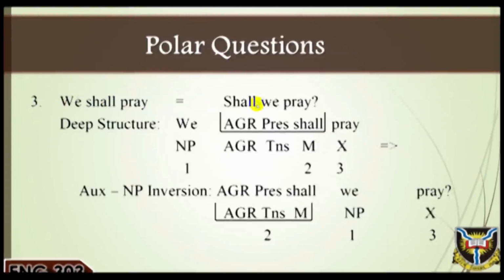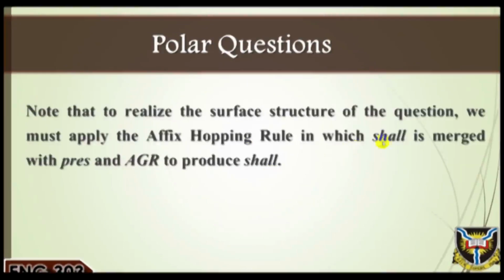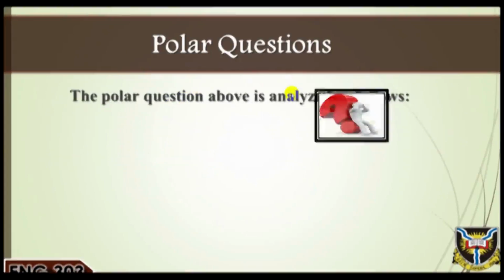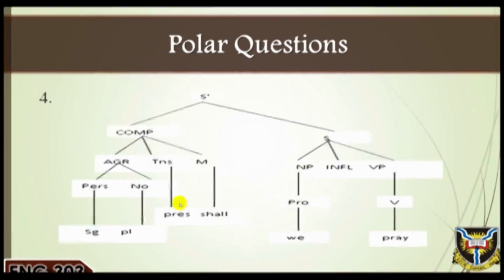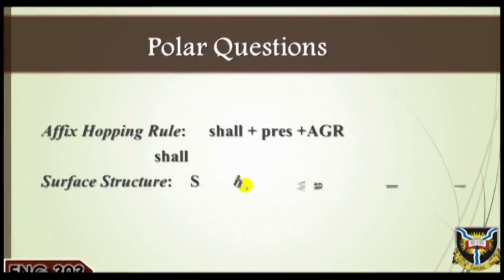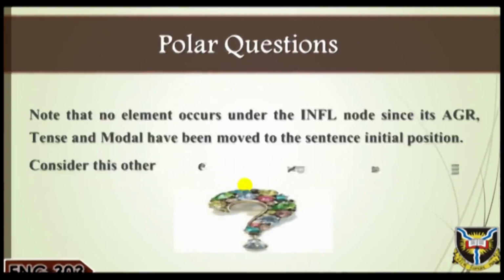Note that to realize the surface structure of the question, we must apply the affix hopping rule, in which shall is matched with present and AGR to produce shall. The polar question above is analyzed as follows. Surface structure. Shall we pray? Note that no element occurs under the INFL node, since its AGR, tense and modal have been moved to the sentence initial position.